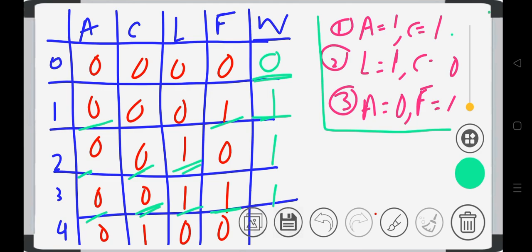The last pair of one. So for point number 4, A1 C0, no. L1 C0, no. A0 F1, no. So this condition, guys, does not satisfy. You have to put a 0 here. Okay, you have to put a 0 here.